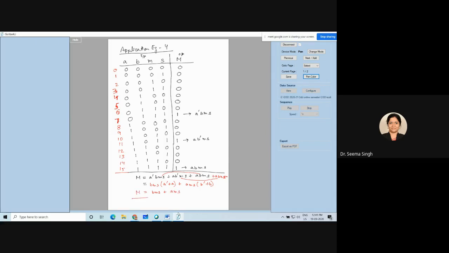So your capital M becomes AMS plus BMS. This is what Ananya had got. And if you make a K-map, you will get two groups, two pairs you will get, right, Ananya? You got two pairs only? Yes, ma'am. Yeah, two pairs you will get, and this A bar and B bar will get dropped there. So two pairs will give you this answer. So this example is clear to all of you now?